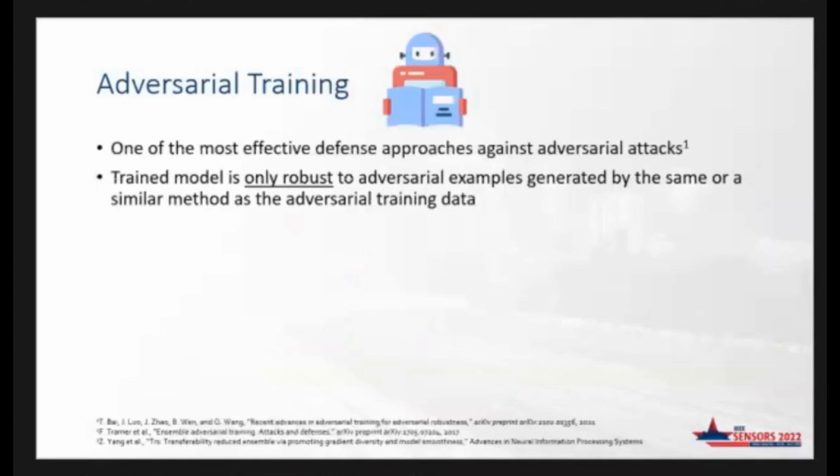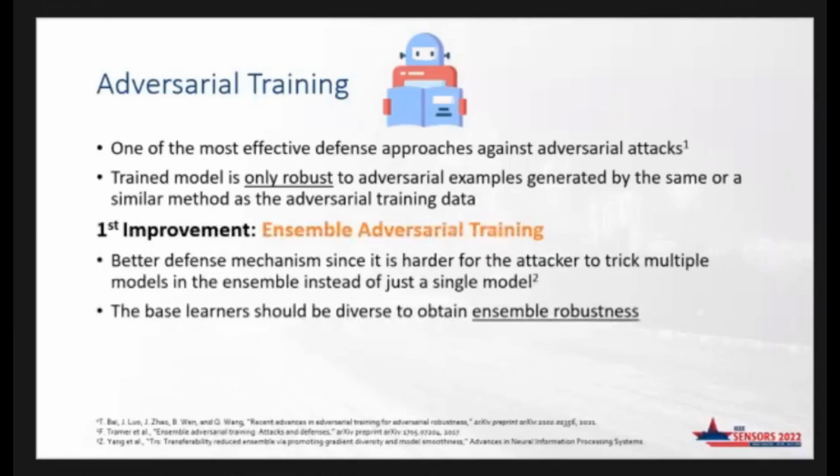which is pretty common in the computer vision field. The idea is simple. Instead of training machine learning models by only using clean data, we include some perturbed data in the training process. Right? So that when we see a perturbed example later, our model can be robust against those. However, there's one main drawback of adversarial training, which is that our model is only robust to examples created by the same or very similar methods. One improvement to solve this problem is what we call ensemble adversarial training.